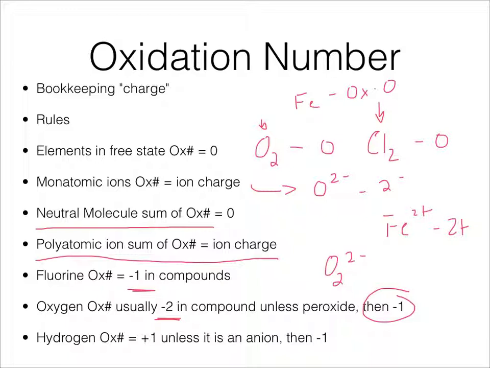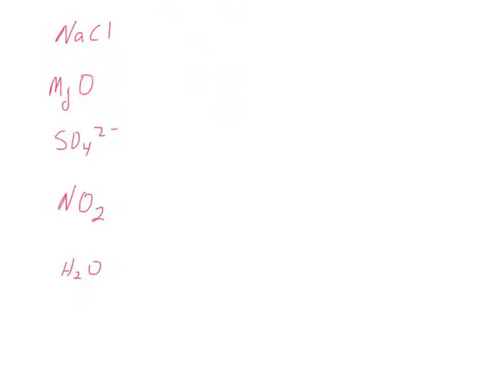So let's do a few of these compounds to get a hang of it. Alright, so here we have a series of compounds: sodium chloride, magnesium oxide, the sulfate anion, nitrogen dioxide, and water. Starting with the sodium chloride, the sum of oxidation states in a neutral molecule must equal 0. Now, here we have sodium, which is usually going to be a cation of +1 charge, so Na+, and then the Cl had a 1 minus. So these are actually the oxidation states. Sodium has an oxidation state of +1, and the chlorine has an oxidation state of -1.